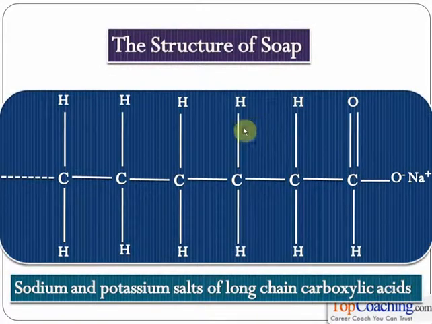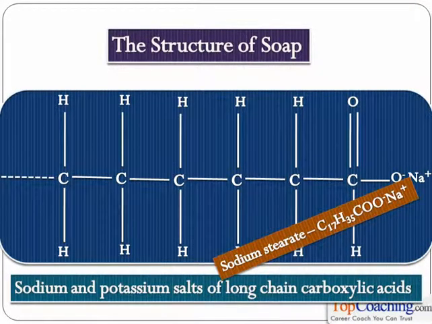As you can see, there's a long carbon-carbon chain here. At the end of this carbon chain, there's a carboxylic acid group whose hydrogen has been replaced by sodium. So basically, soaps have names like sodium stearate. Understood? So basically, sodium salts of carboxylic acid groups form soap. This is the structure of a soap molecule.